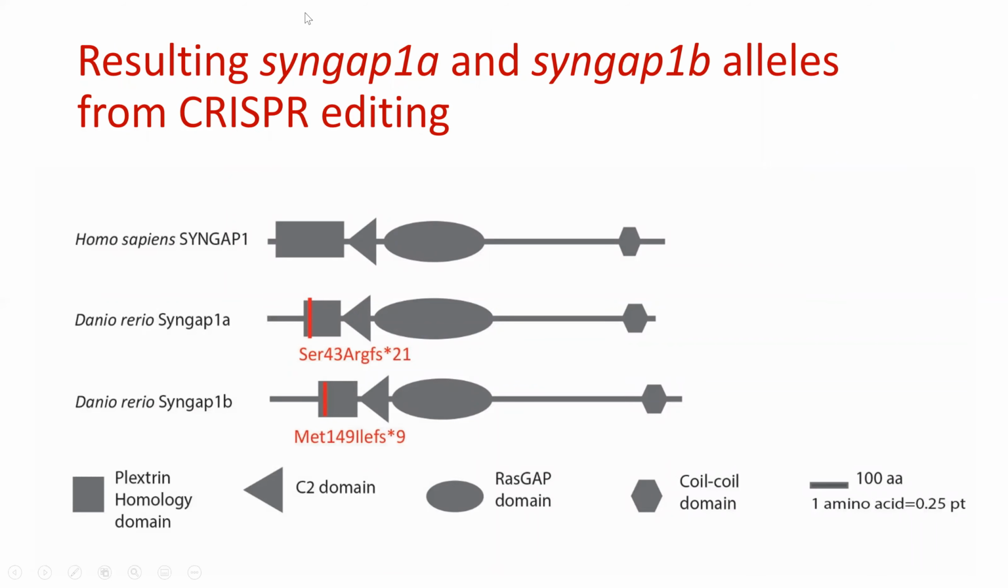Throughout this talk, I will be referring to SYNGAP1A and SYNGAP1B. That is because zebrafish have two SYNGAP1 genes. That is because teleosts went through an additional genome duplication event, thereby retaining two copies of the SYNGAP1 gene. When we look at the proteins in both SYNGAP1A and B, they have the same domain structure as we can see in mammals. We use CRISPR-Cas9 genome editing to create these loss of function mutants, and these red bars represent where we find the mutations.